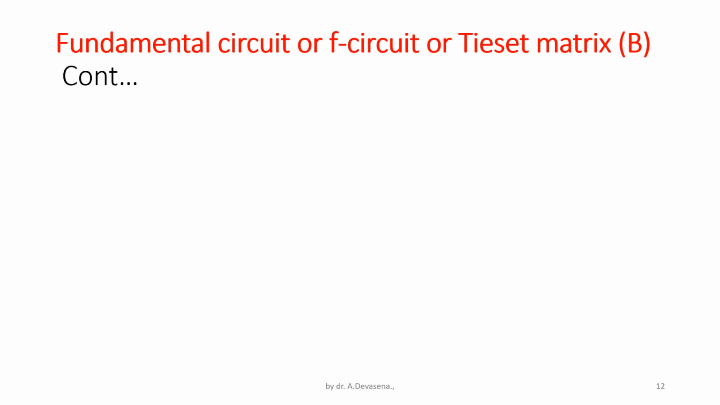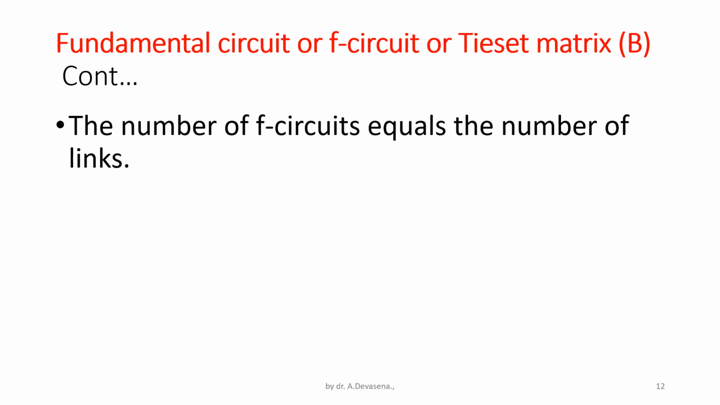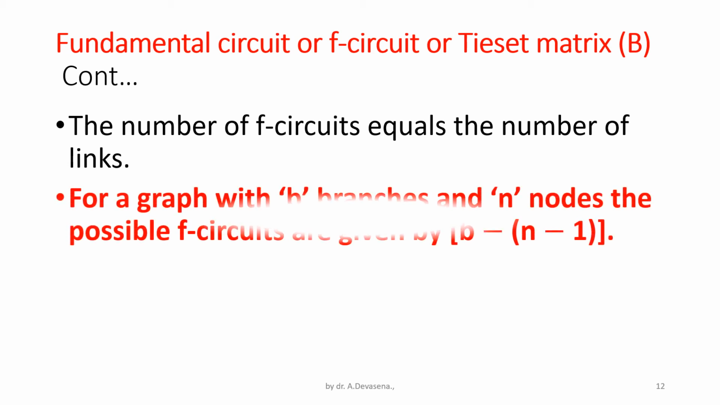The number of F circuits equals the number of links. For a graph with B branches and N nodes, the possible F circuits are given by B minus (N minus 1).